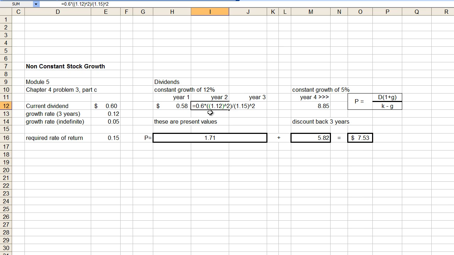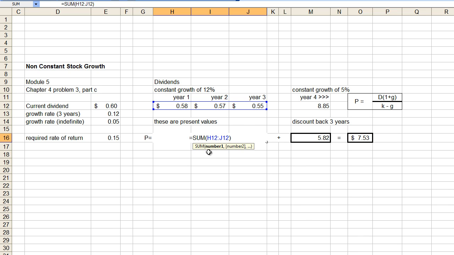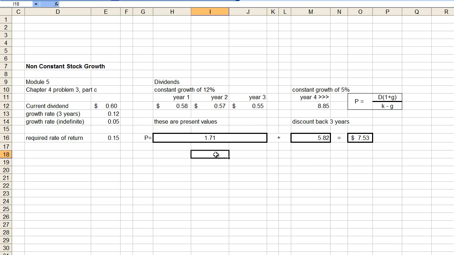Applying the same logic to year 2, I get 60 cents times the growth rate squared this time for year 2, divided by the discount rate squared for year 2, which gives me the present value of the year 2 dividend. In year 3, we have exactly the same, except this time we are using the power of 3, or cubed, in order to get our 3-year present value for that particular dividend. Now, these 3 values are present values, which means I can add them together. I can sum them. So if I sum all those values together, I get $1.71.